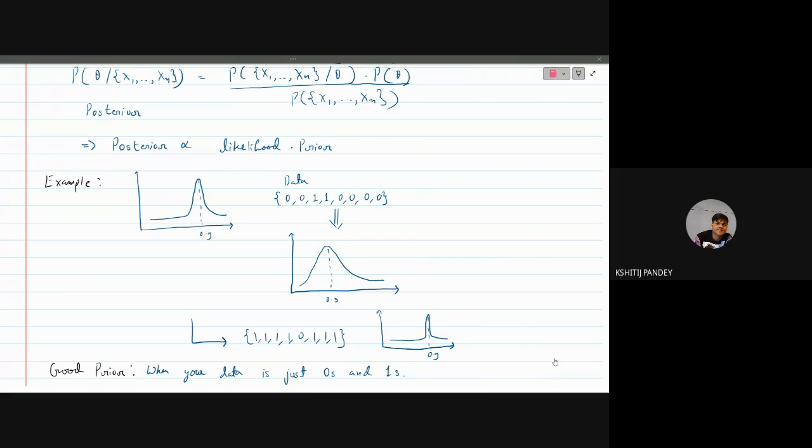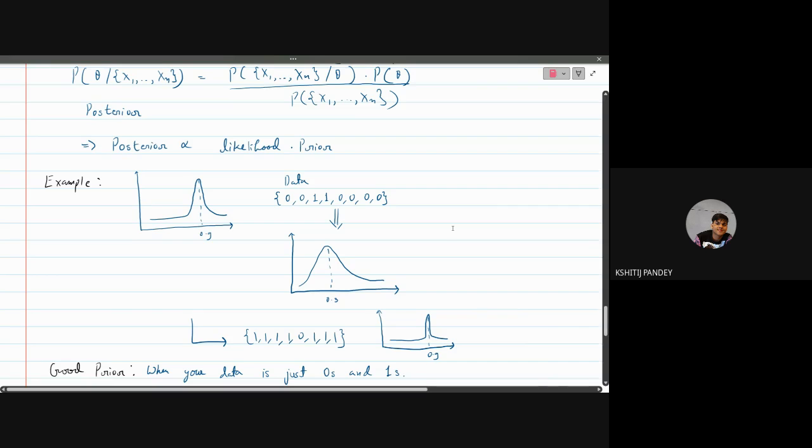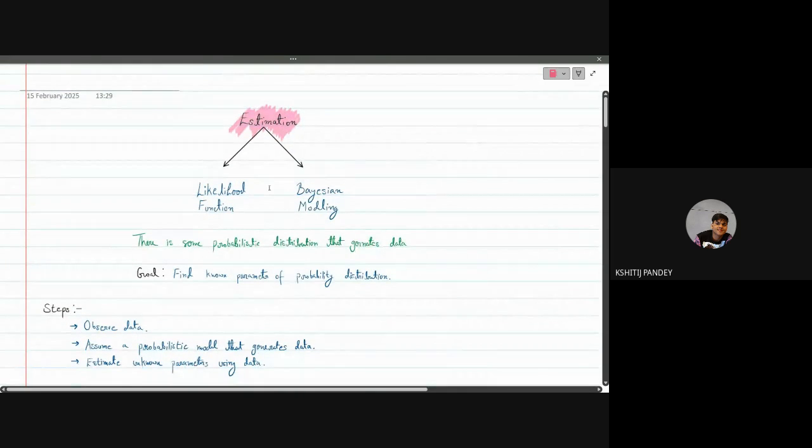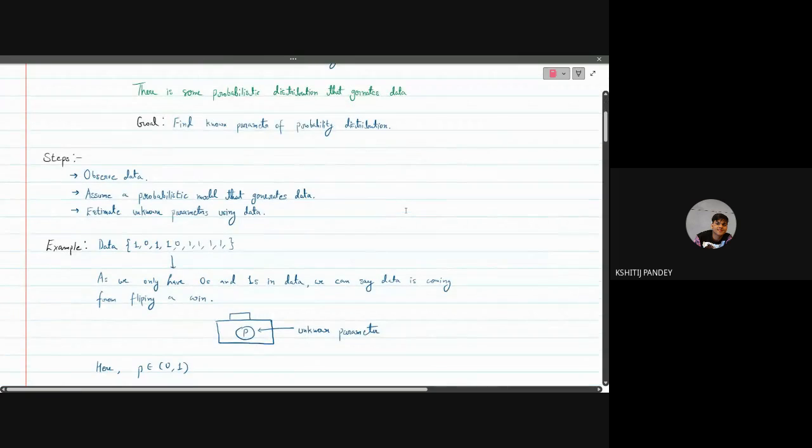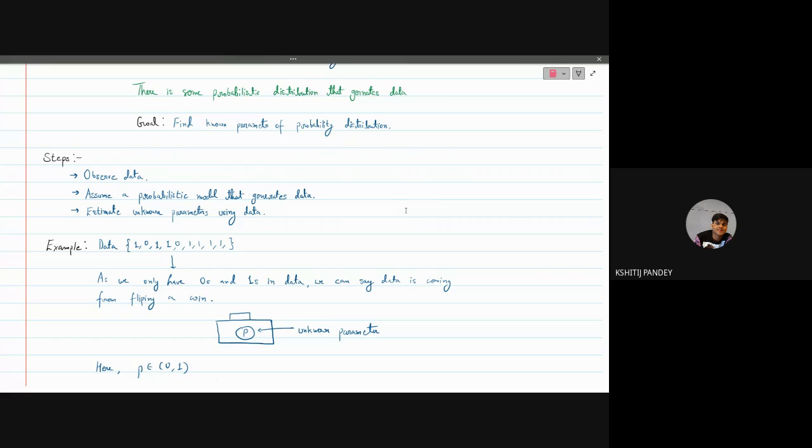Okay, great. Yeah, so we have covered the estimation part mostly. In week 4, we have covered likelihood function and Bayesian modeling. Now we are left with GMM, Gaussian mixture model, and EM algorithm. That will be taken in tomorrow's session.